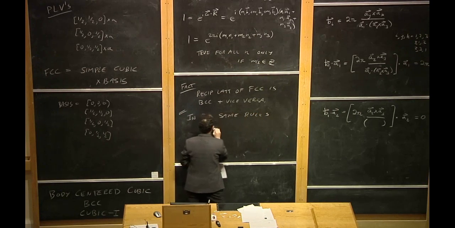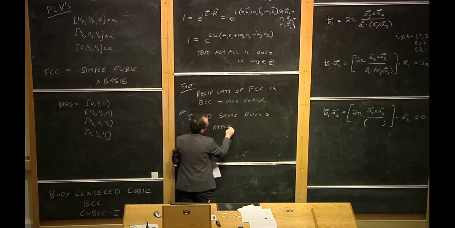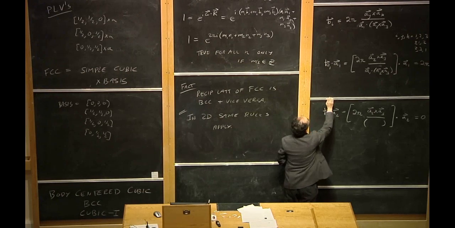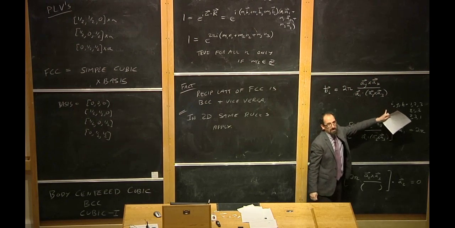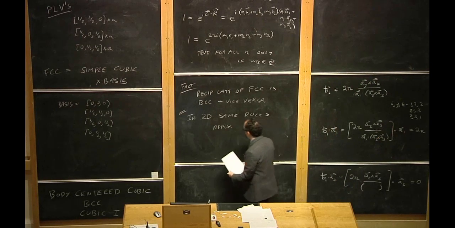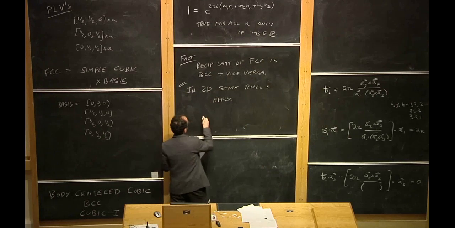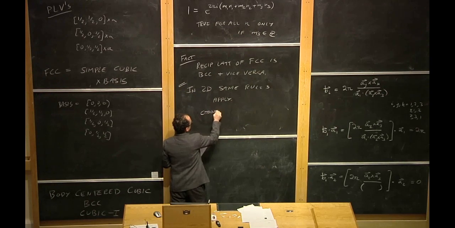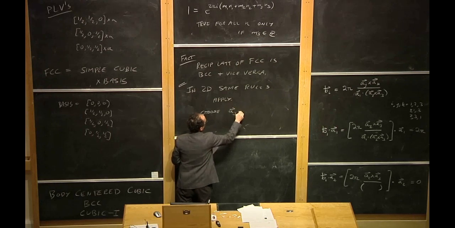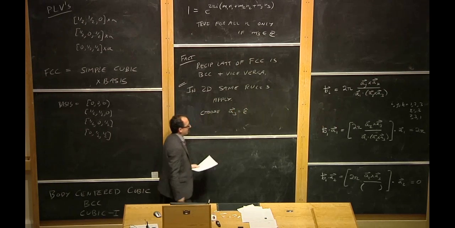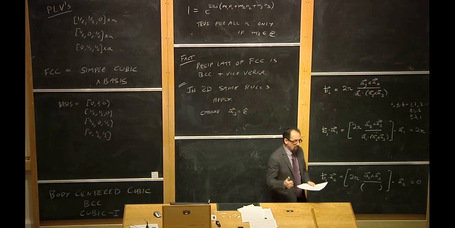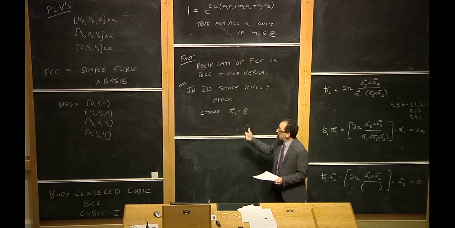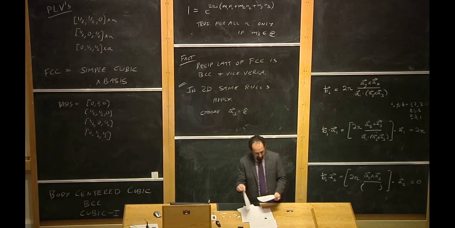But you might wonder, how do you handle this formula in 2D because I only have 2 vectors, not 3? Well, the way you handle that formula is just choose A3 equals z hat, a vector pointing out of the plane. So in other words, if you live in 2D, you imagine there's a normal to a plane, and you treat that as your third primitive lattice vector, and you go from there, and you're in business.